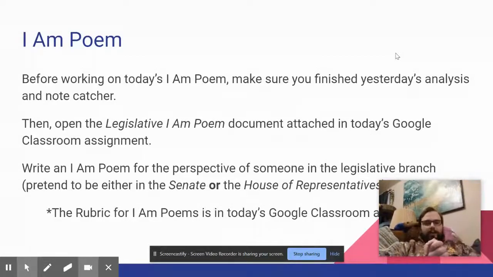So first things first, before working on your I am poem today, make sure you have finished yesterday's analysis and note catcher, okay? If you haven't finished that yet, pause right now. Go back and finish that because you're going to need to do that before you do the I am poem today, okay? After that's finished and checks and balances is finished, open up the legislative I am poem document.